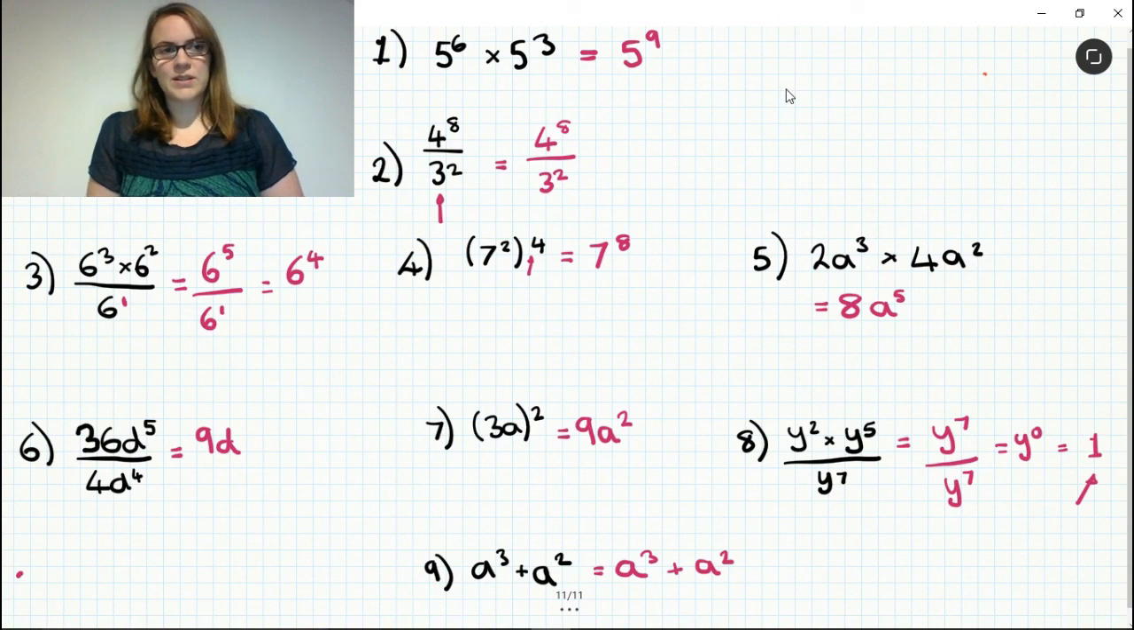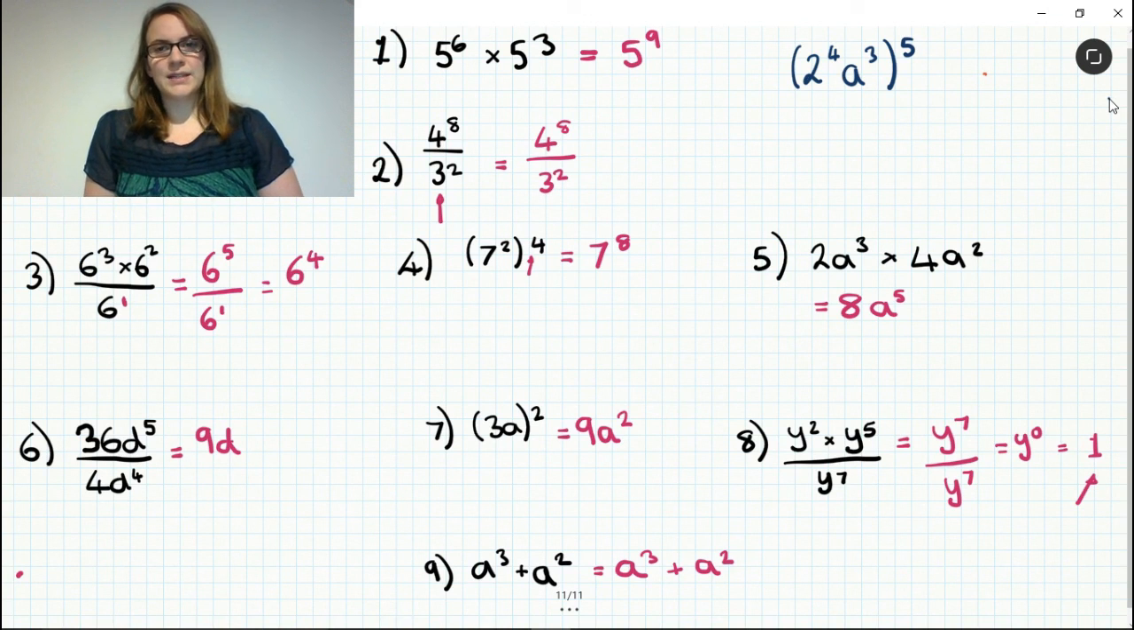Before we finish, let's just have a quick look at 2 more examples that sometimes confuse people. So if we had, for example, 2 to the power 4 a cubed all to the power of 5. Some people would try and add the 4 and the 3 inside the brackets because we are multiplying 2 to the power 4 times a to the power 3. But remember, we cannot do that because they are different bases, so we cannot simplify what is inside the brackets.